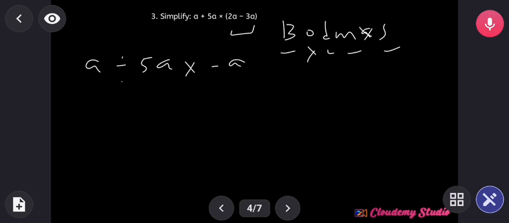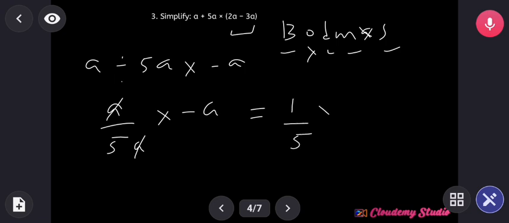Now, what is the next thing? A divided by 5a. We know that a divided by 5a, the a here will cancel the a here, then multiply by minus a. So we are left with 1 divided by 5 multiplied by minus a, which means my answer equals to minus a over 5. And this is my answer for this one, right?